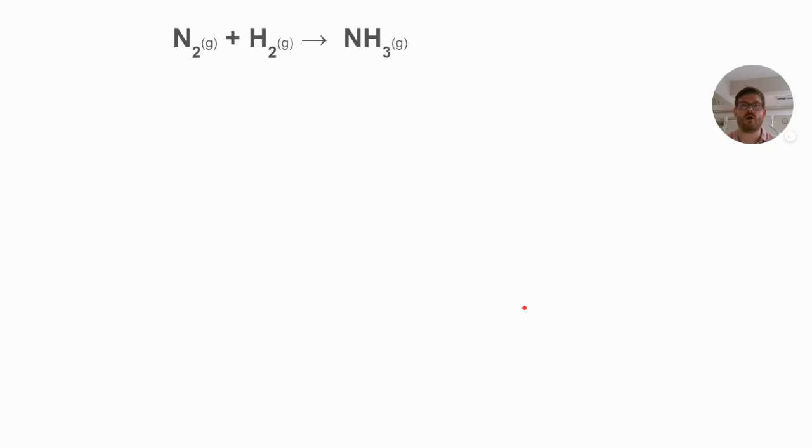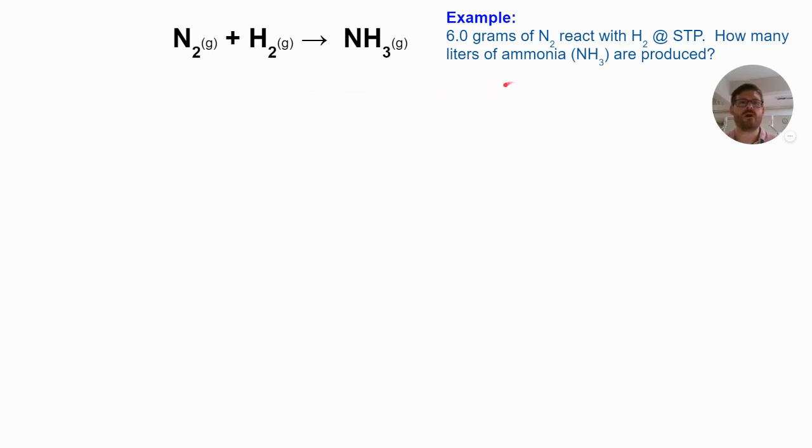All right, now a real example. Here we're looking at the synthesis of nitrogen and hydrogen to make ammonia. By the way, whenever I just say nitrogen or hydrogen, I probably mean N2 or H2. Or if I'm talking about oxygen, it's going to be O2. They only exist by themselves as diatomic molecules, and so we'll note when we talk about them. Okay, so here's our example. 6.0 grams of nitrogen react with hydrogen at STP. How many liters of ammonia are produced?